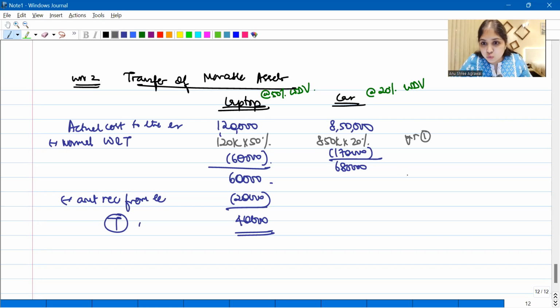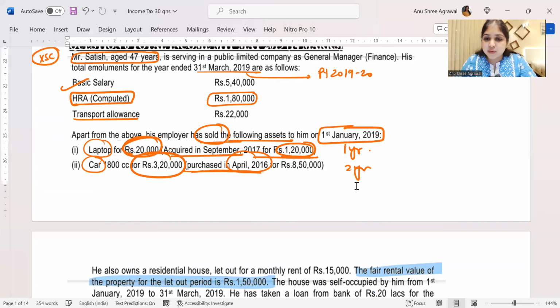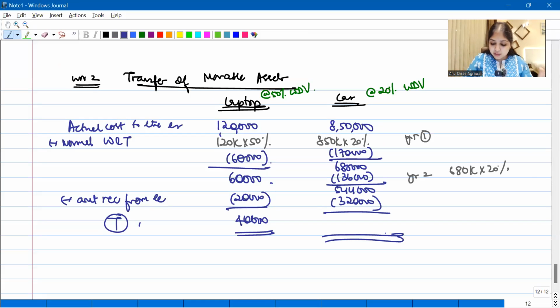And for year 2, it's going to be how much? 6,80,000 into 20% WDV basis, guys. So therefore 1,36,000. So what's the value as of now? The value as of now is 5,44,000. How much have we recovered from the employee? We have recovered 3,20,000 from the employee. So what is the final taxable value of the car? 2,24,000. This becomes the taxable value of the car.